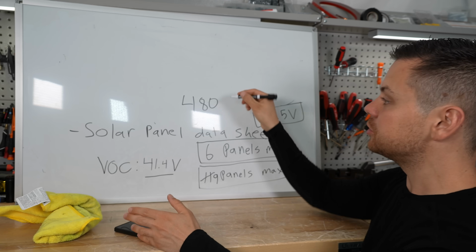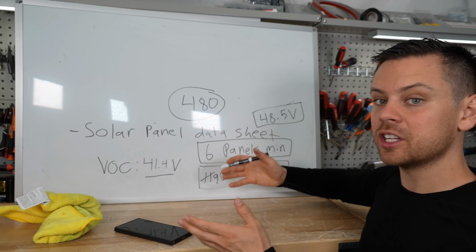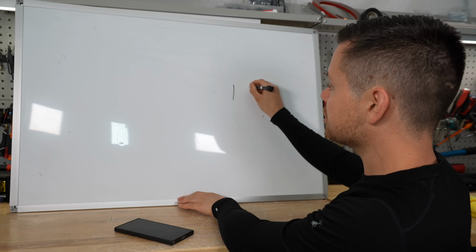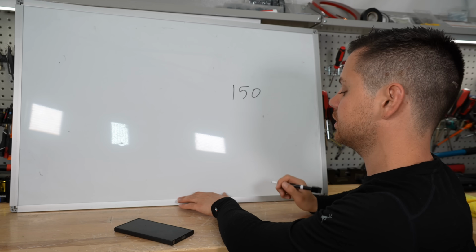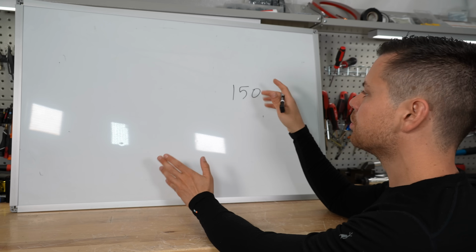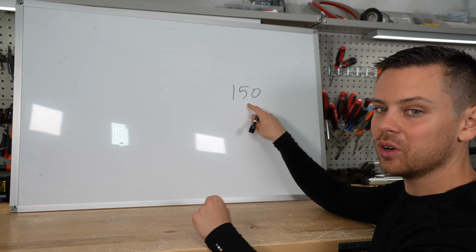Now, some systems do not have such a high voltage. So for the next example, we're going to use an Ecoflow Delta Pro. And the max input voltage is 150 volts. But I found with these solar generators that are plug and play for beginners, there's more headroom because they know people are gonna make mistakes. But I wouldn't count on it.